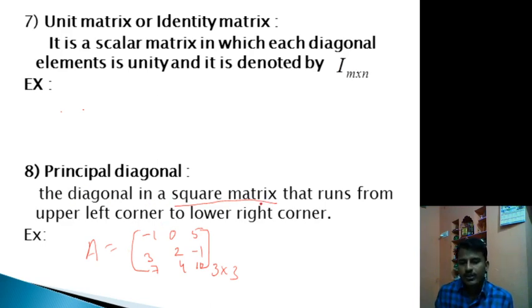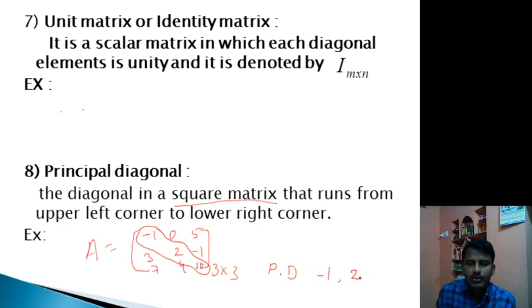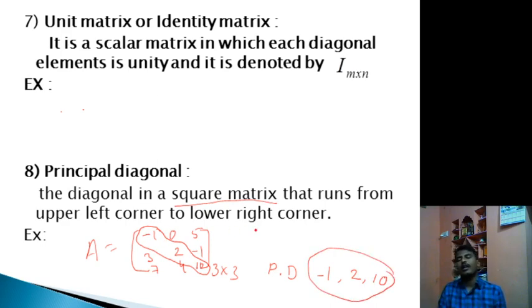Now the diagonal in a square matrix that runs from the upper left corner to the lower right corner, these elements we can call principal diagonal elements. What are the principal diagonal elements of this matrix? That is minus 1, 2 and 10. These elements we can call principal diagonal elements. The others are not diagonal elements.